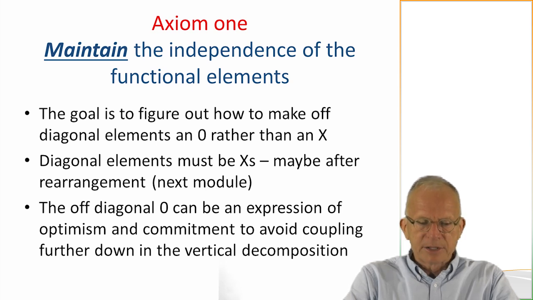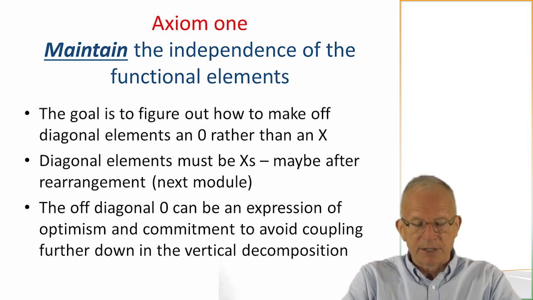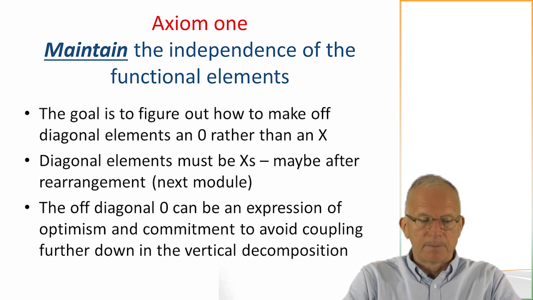The off-diagonal 0 can be an expression of optimism at the other level, an attempt to maintain this, and a commitment to try to avoid coupling further down in the decomposition, but we won't know until we complete the decomposition. Alright, so that completes the first module on the design matrix, and in the next part we'll take a look at the manipulation of the design matrix.